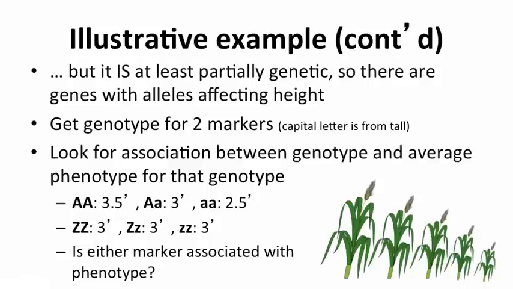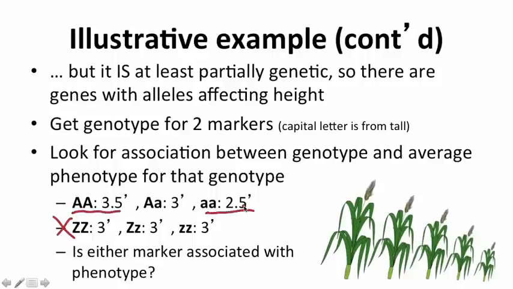So is either marker associated with the phenotype? Do we see genotypes at these markers differentiating the phenotype? Well, obviously the answer is yes, for one of them. In this particular example, Z is not associated with the phenotype, right? Because we don't see any difference among these genotypes in terms of the phenotype. But here, we do see a difference among the genotypes with the phenotype.